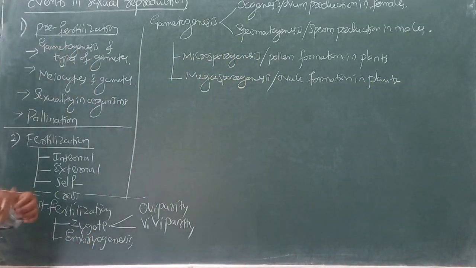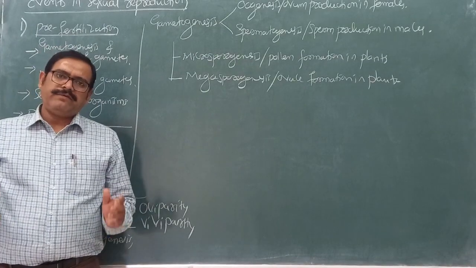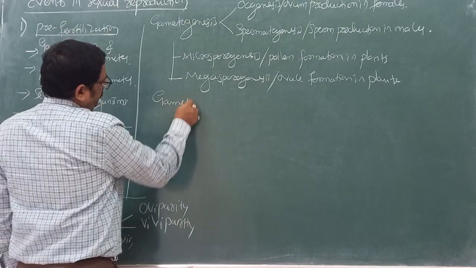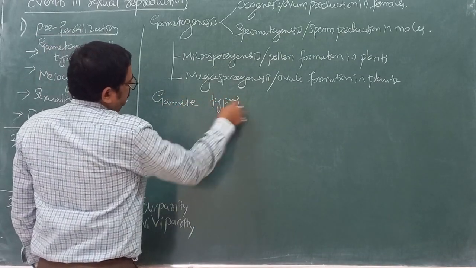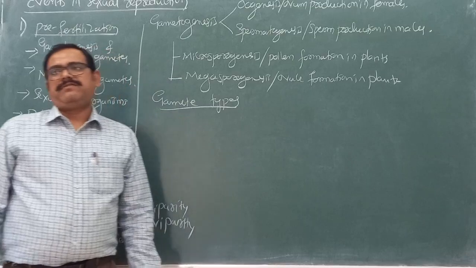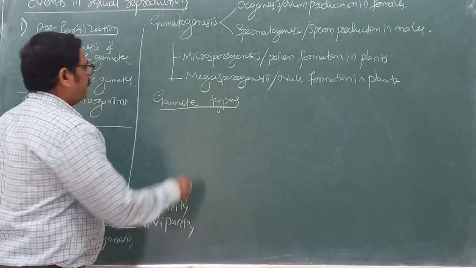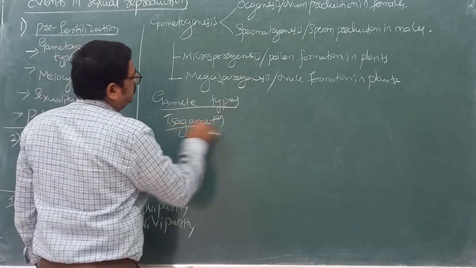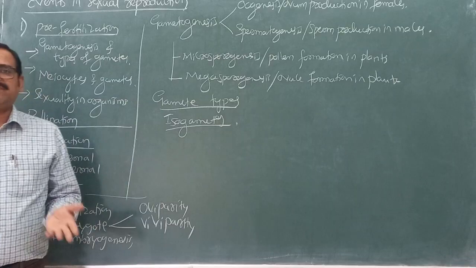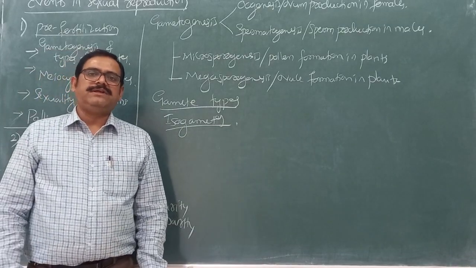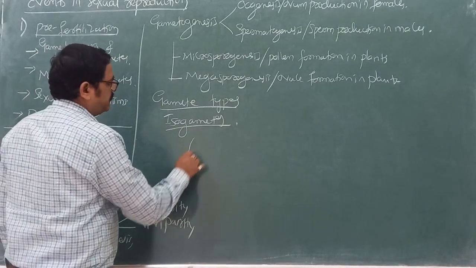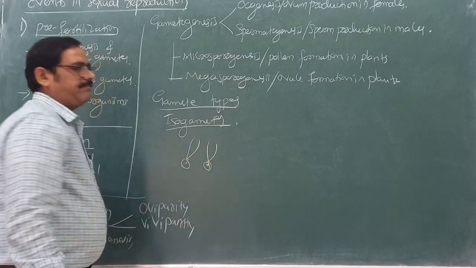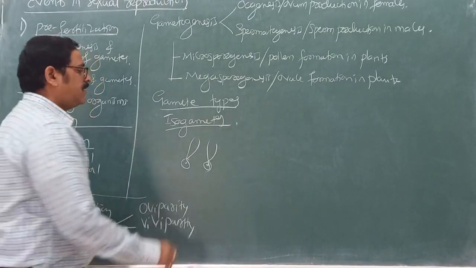Now we need to understand that gametes are of various types. Let me mention here gamete types. Basically they are of two types. One is isogametes. Isogametes means we can't differentiate which one is the male and which one is the female. Both male and female gametes are the same.